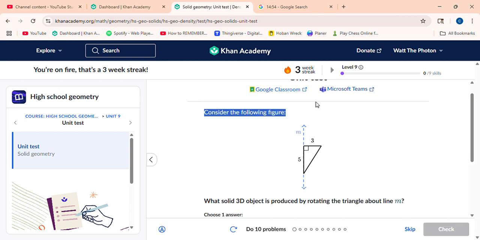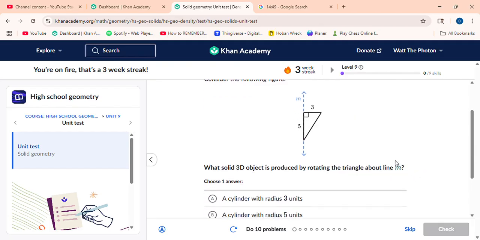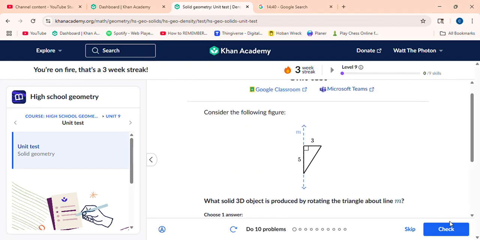Geometry Unit 9. Let's consider the following figure. What 3D object would be produced by rotating the triangle around line M? That would give us a cone. The radius of 3.